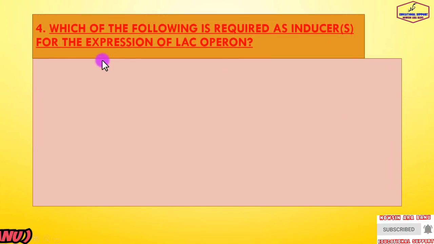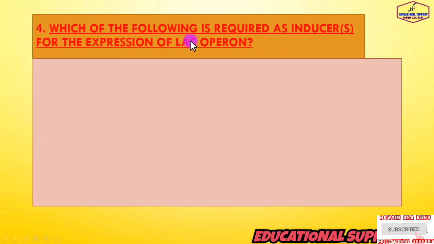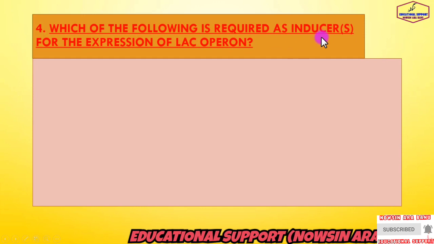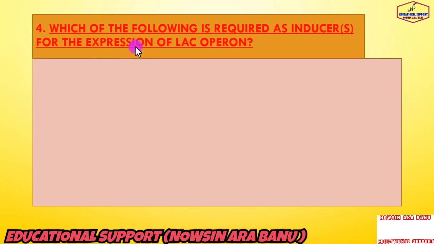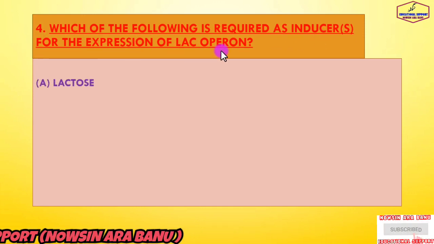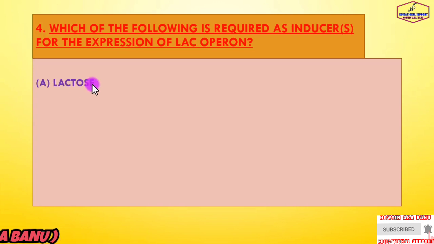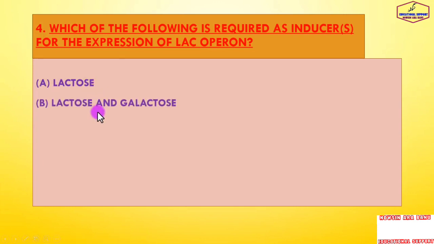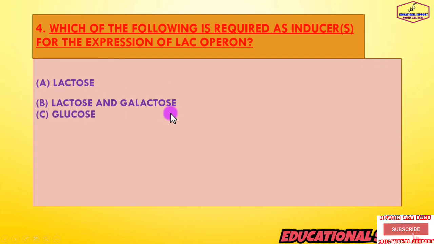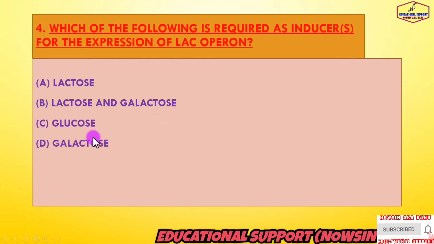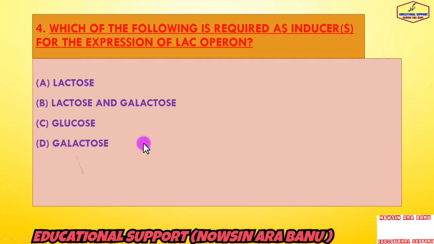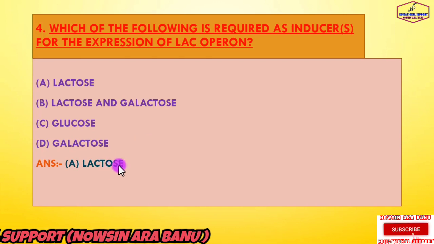Next, we are going to focus on question number 4. Which of the following is required as an inducer for the expression of the lac operon? And the options are lactose, lactose and galactose, glucose. The last one is galactose. So the answer is lactose.